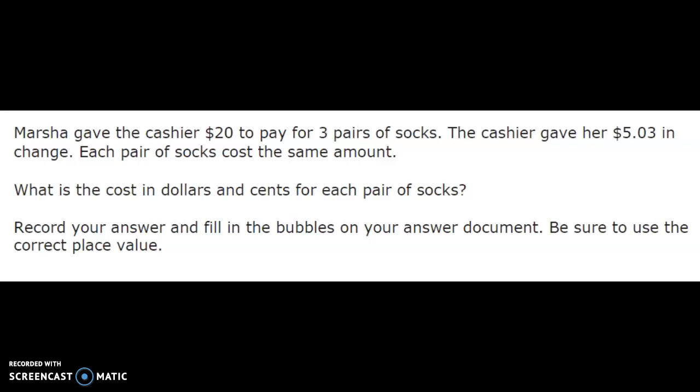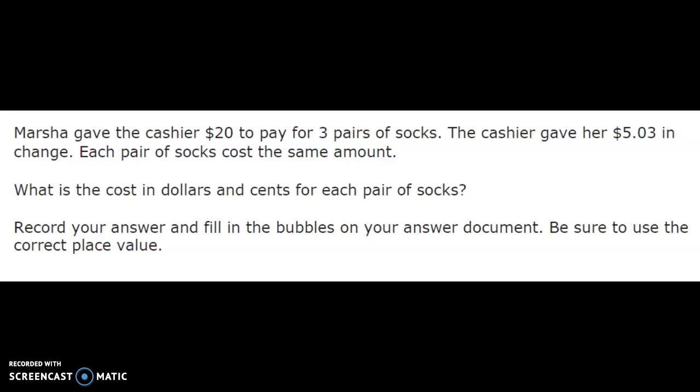The problem that we're going to be dealing with today is about Marcia. Marcia gave the cashier $20 to pay for 3 pairs of socks. The cashier gave her $5.03 in change. Each pair of socks cost the same amount of money. So, what is the cost in dollars and cents for each pair of socks?